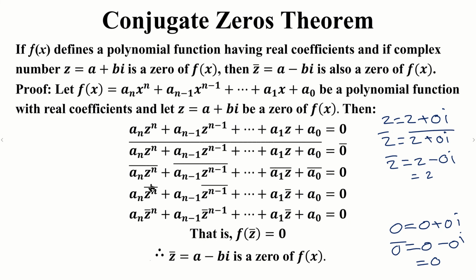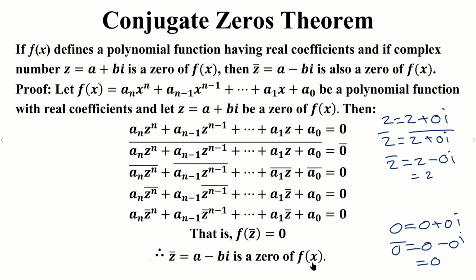So now remember the fact that the conjugate of a power is the power of the conjugate, right? So I can move the conjugate to the z level. So I get a_n times the conjugate of z to the n plus a_(n-1) times the conjugate of z to the n minus 1, all the way to a_0 is 0. But what does that mean? That means if you plug in z conjugate for x, it ends up making the function 0, so therefore f of z bar is also equal to 0. This makes z bar, which is a minus bi, also a zero of the function.